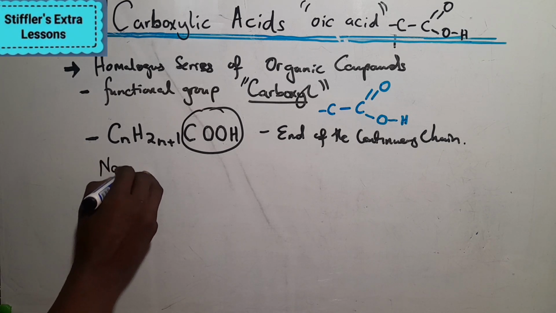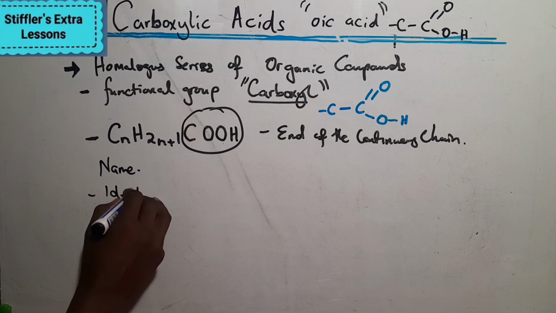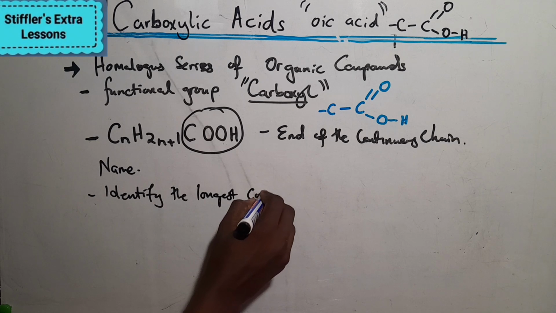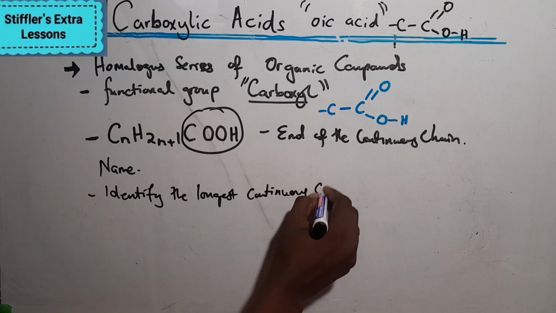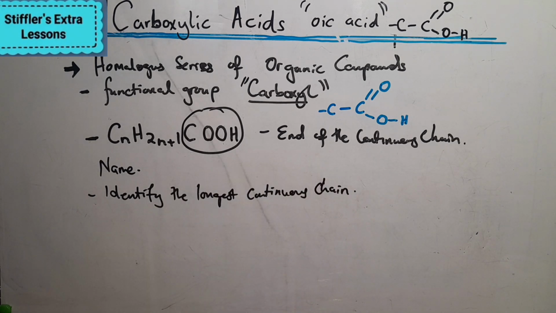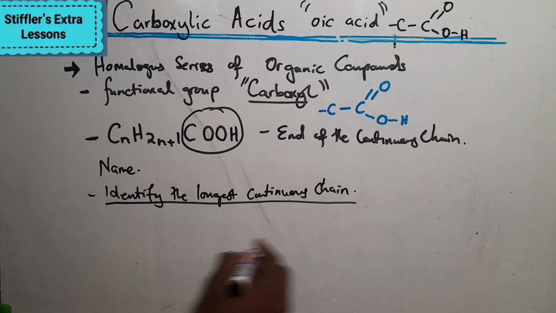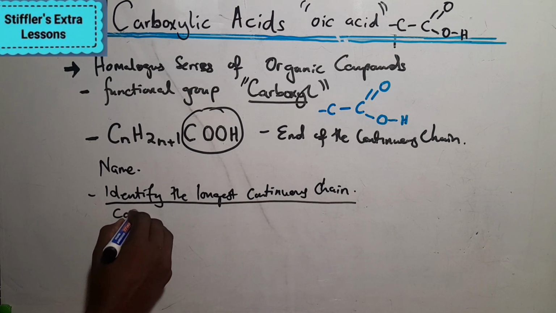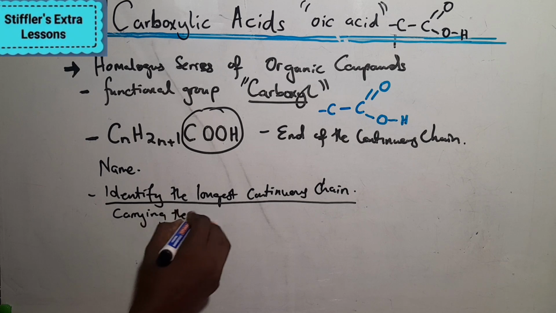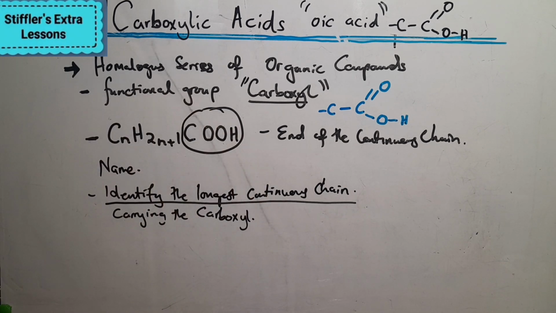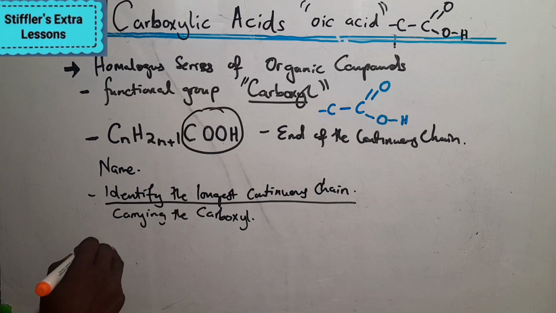So to name, we just identify the longest continuous chain. And after identifying this longest continuous chain, that is also carrying what? That is carrying the carboxyl. And then from then, what do we do next? So the next step is to write the name of the longest chain.